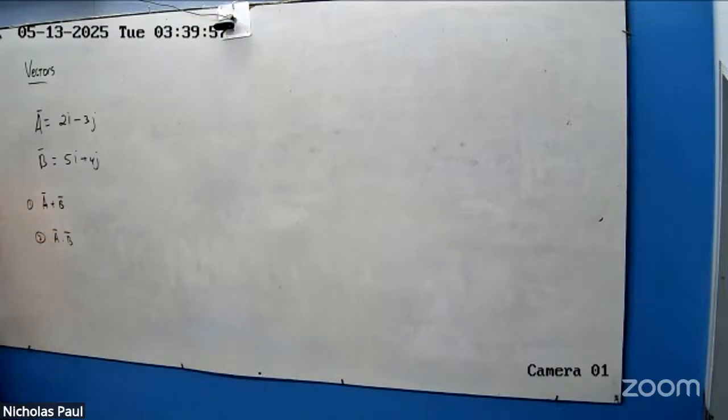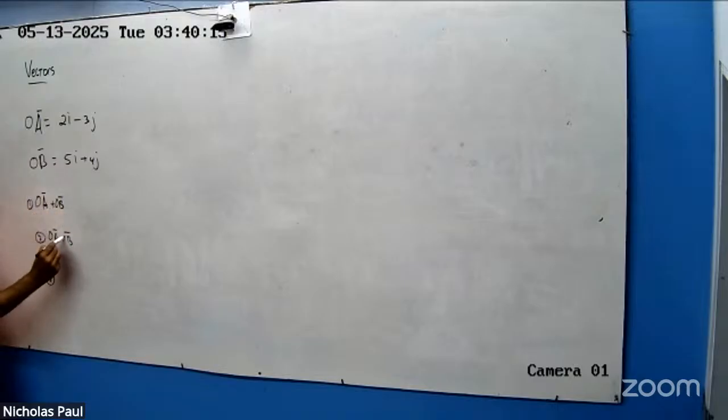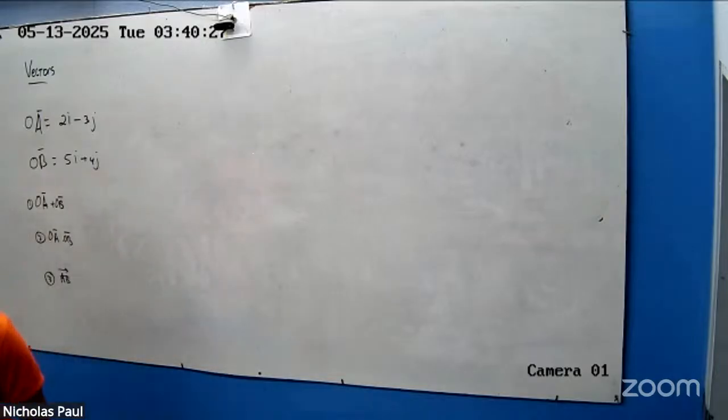So you can look back. This is revision from the last two classes. Add them, multiply them, and then I want you to find AB. Find those three things for me. I said the pattern, what we did last week.